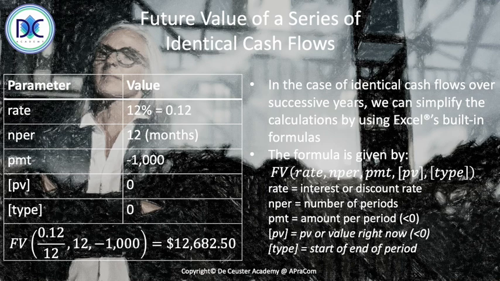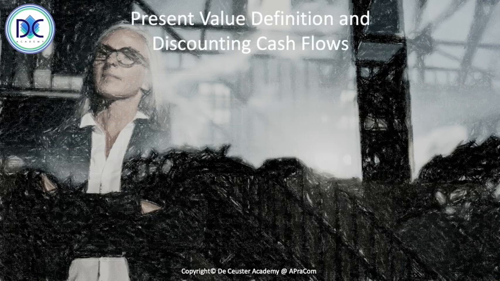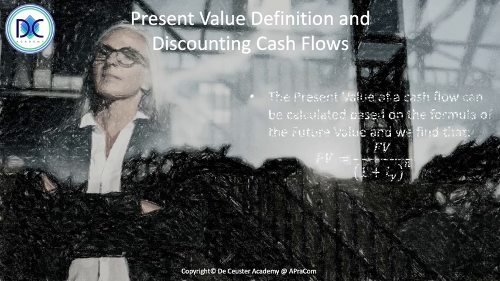That's a simplified formula that we can use when we want to calculate the future value of a series of identical cash flows. Now when we look at the present value, we want to see what is the present value and how do we calculate the present value using the cash flows. Now the present value of a cash flow can be calculated based on the formula of the future value, and here we transform the formula. Remember, before we had the future value at the left hand side, now we have the present value at the left hand side.